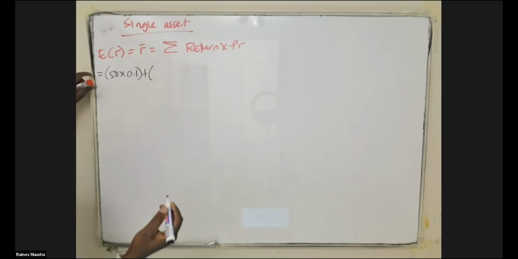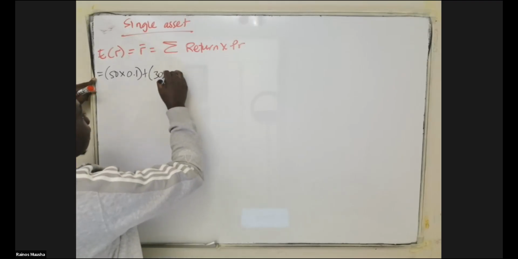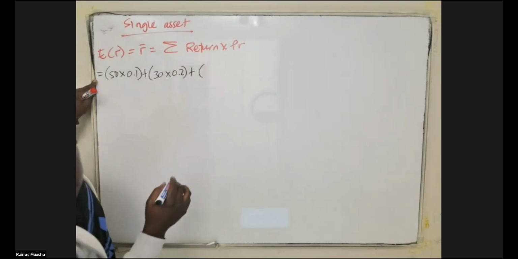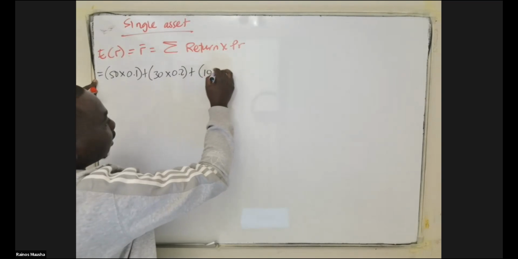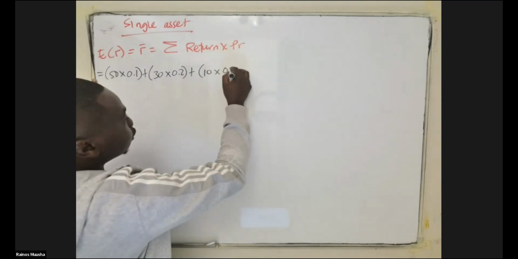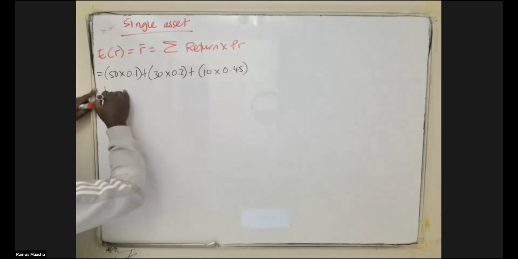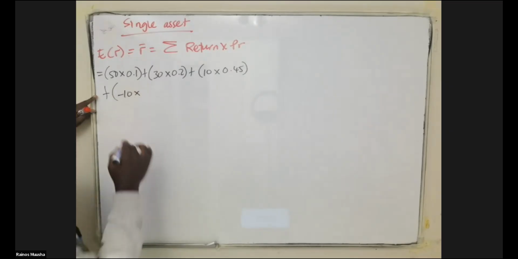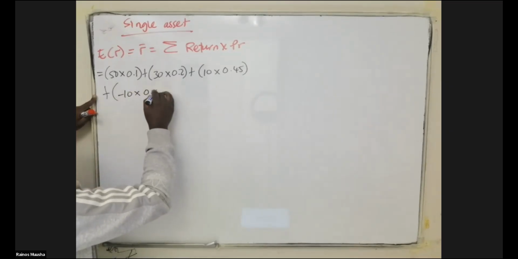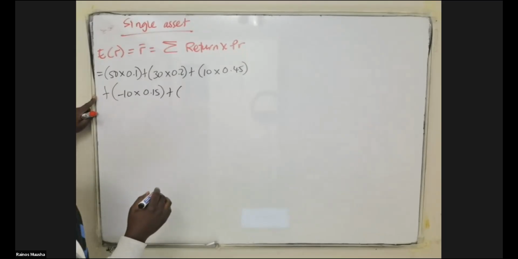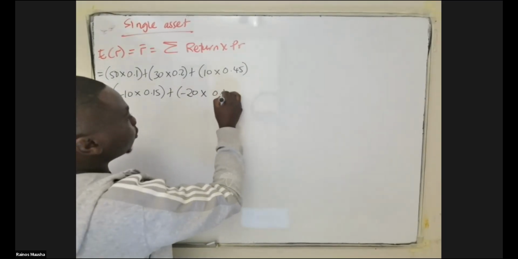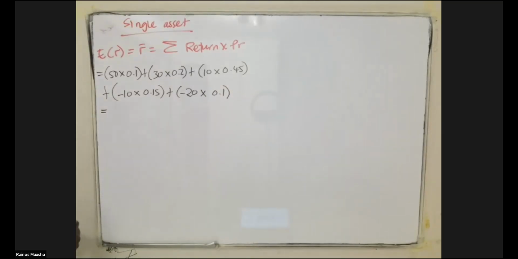Plus, you go on to the next scenario, your return is 30. The probability of earning that return is 0.2. The next scenario, your return is 10, and the probability of you earning that return is 45%, which is 0.45. Plus, the next scenario, your return is minus 10%, and the probability of you earning that return is 15%, which is 0.15. The next scenario, your return is minus 20, and the probability of you earning that return is 10%, which is 0.1.